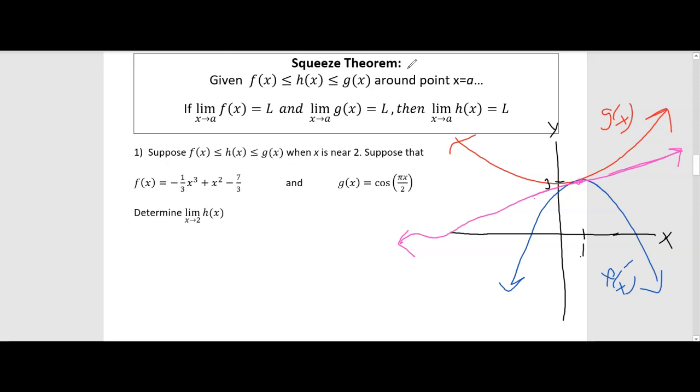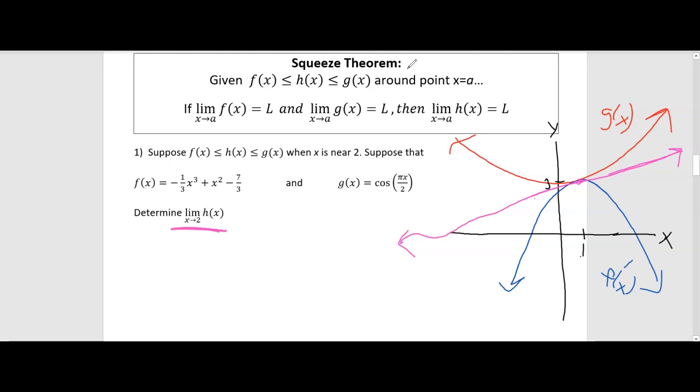Okay, let's try to put this theorem into action. We have a problem down below. It says, suppose h of x is greater than or equal to f of x, but it's less than or equal to g of x when x is near 2. And then it gives us our f of x and g of x functions. Then it asks us to determine the limit of h of x as x approaches 2.